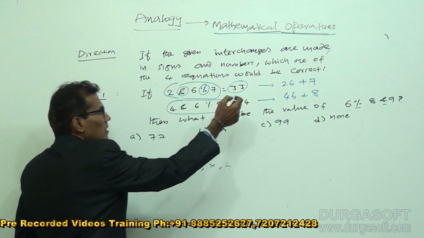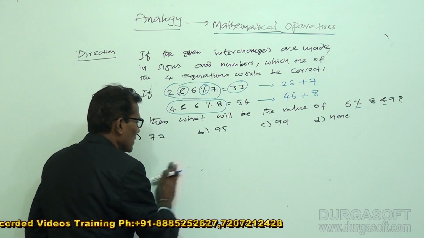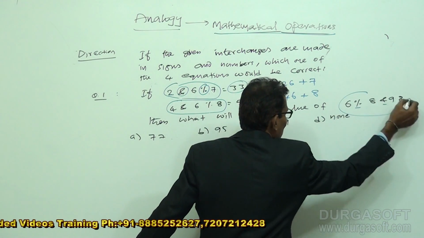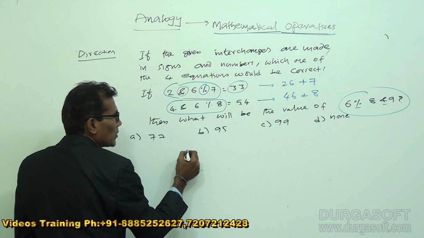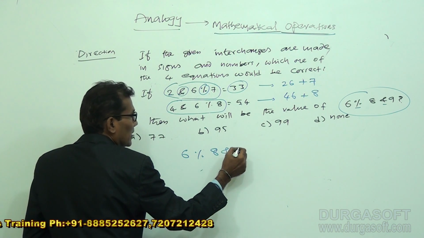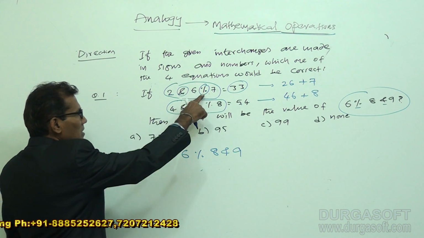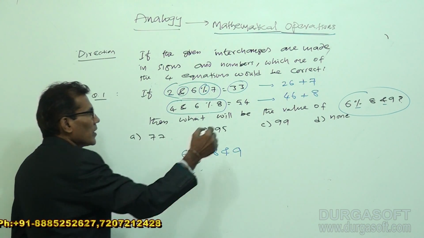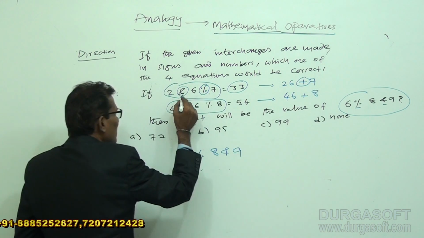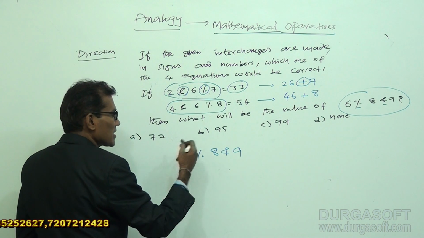Here these two are worked out. So the same application we use in getting the solution of the required result. So we are required to find 6% 8 and 9. What we applied here: the percentage symbol stands for addition, and there is no presence of the 'and' between the two numbers. I am changing accordingly.